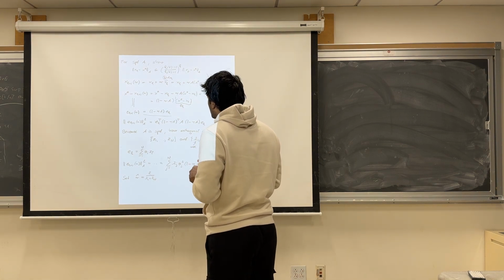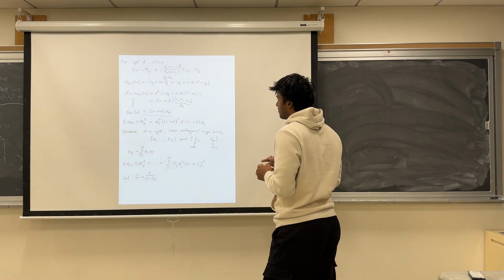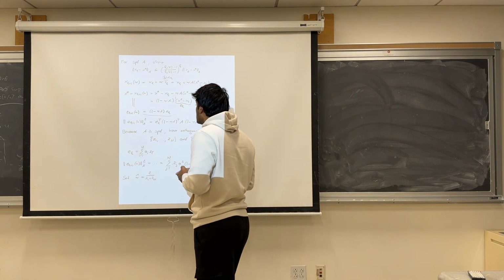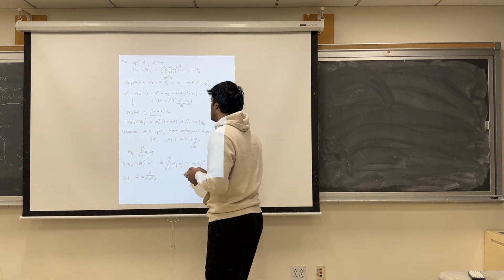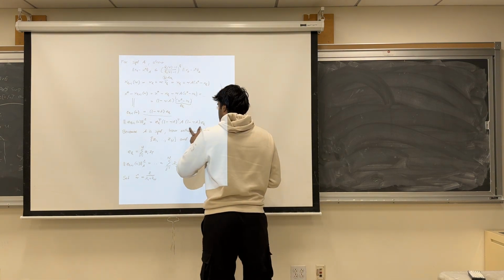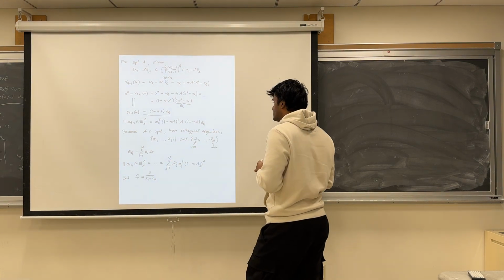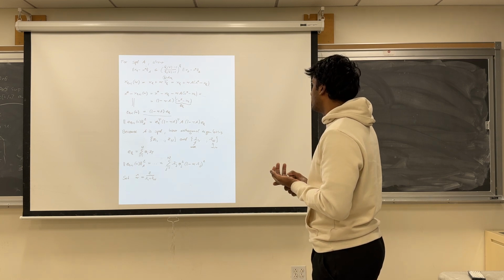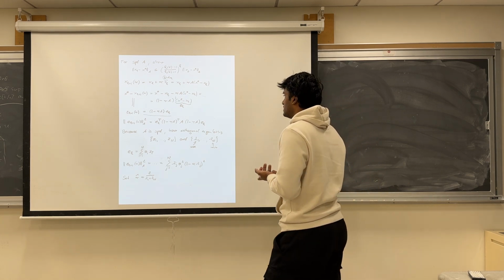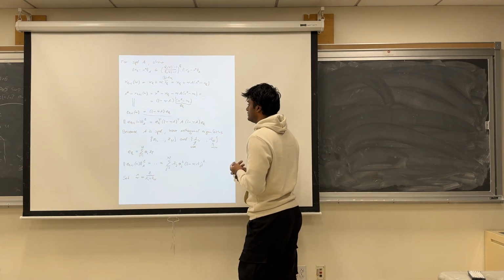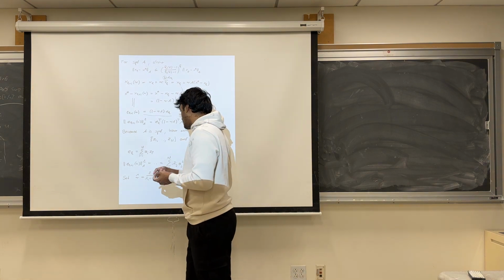And then the error 2 norm, error in the A norm is this. Now because A is SPD, we have orthogonal eigenbasis, therefore e_k can be written as a_i z_i.